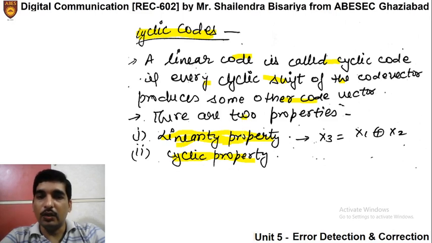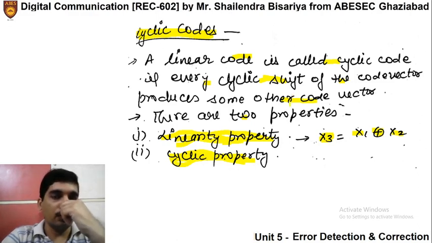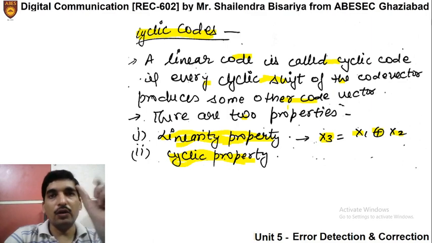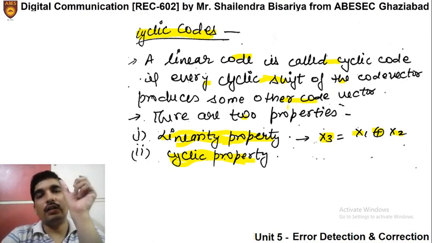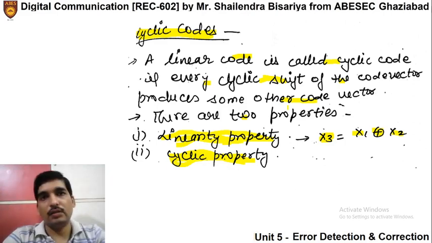Two properties: the linearity property we have already discussed in the linear block code, that if we add two code vectors, we XOR them x1 and x2, then we will get another code vector x3 which must be a code vector in the set of code vectors. Now in cyclic property, what is written here is that every cyclic shift of the code vector produces some other code vector. So if we have a cyclic code, we just do the cyclic shift, the new code vector must be in the set of the valid code vectors.